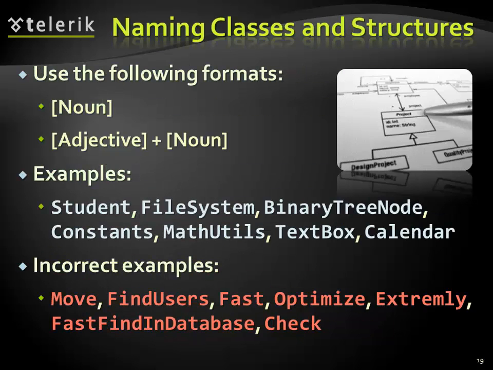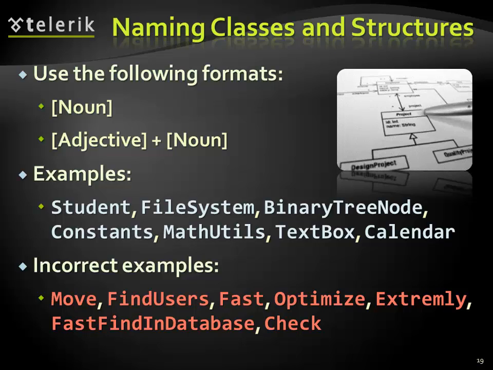Why are we trying to name the classes and structures like that? Well, classes and structures generally represent some subject, something that in normal life can be touched. So that's why it is a noun or adjective plus noun. And here are a few good examples of nouns and adjective plus nouns, names of classes and structures like student, file system, binary tree node, constants, math utils, text box, calendar.